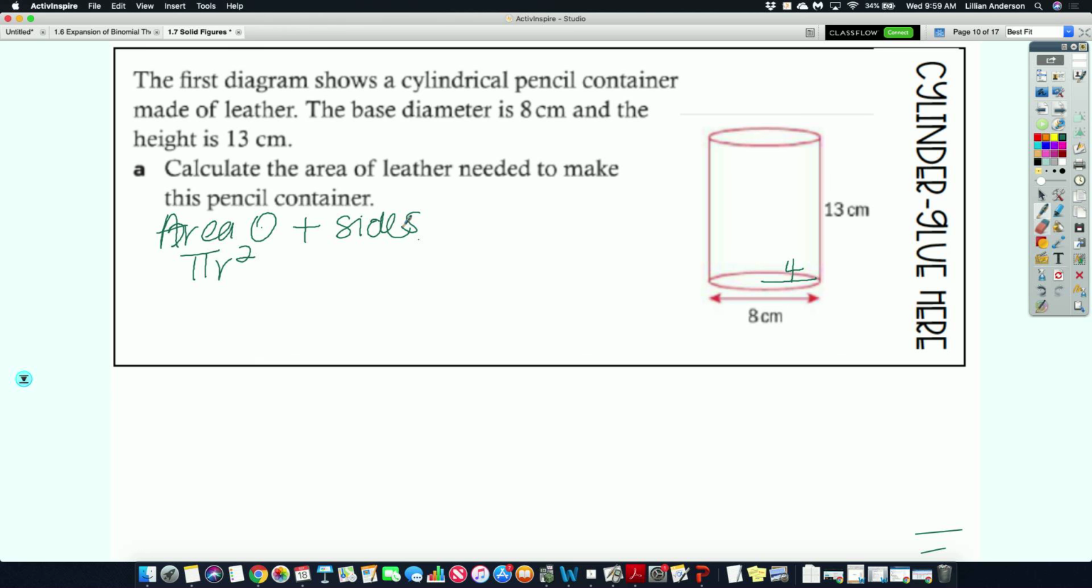To find basically the lateral area, the size of the cylinder, you need to take the circumference of that circle. Circumference is what formula? 2 pi r. So the circumference of that circle, and then multiply it by the height. This formula right here is how you find the lateral area, in other words, the sides of a cylinder.